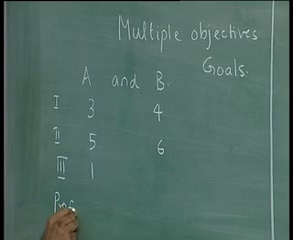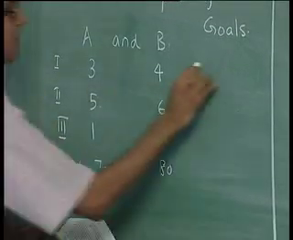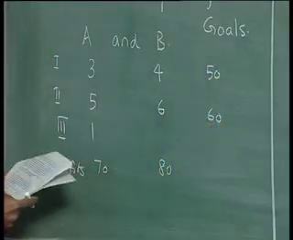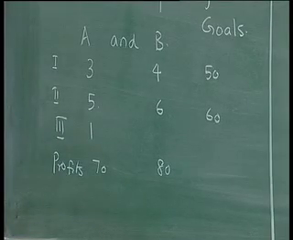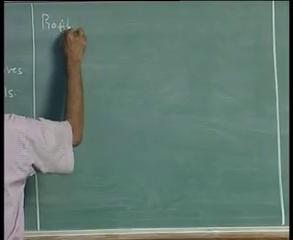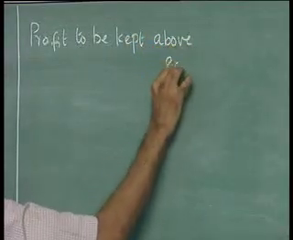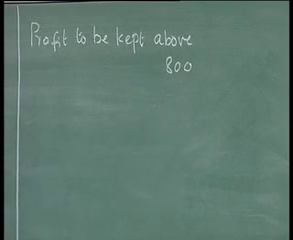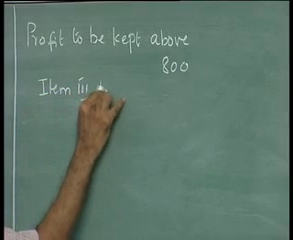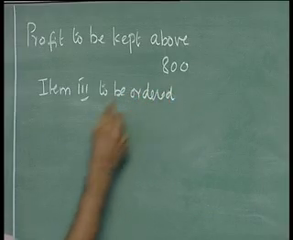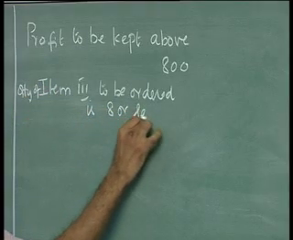Profits are 70 and 80 respectively. Availabilities are 50 and 60 respectively. Two additional sentences are given which are like profit is to be kept above 800. Item C or item 3 to be ordered, or quantity of item ordered is 8 or less.